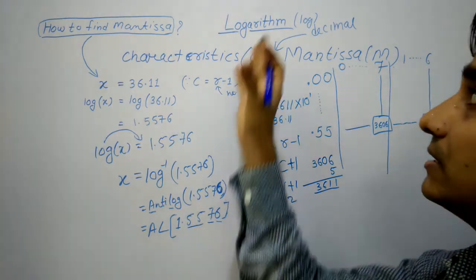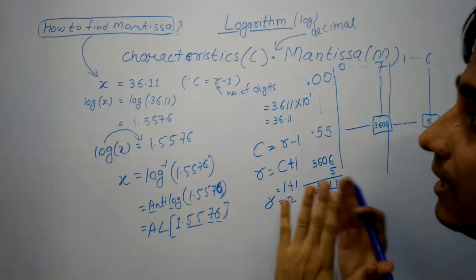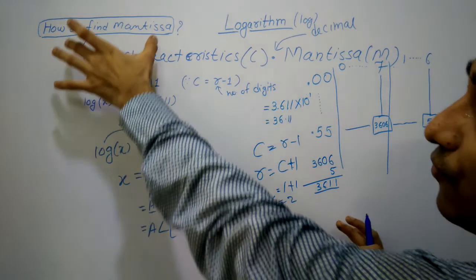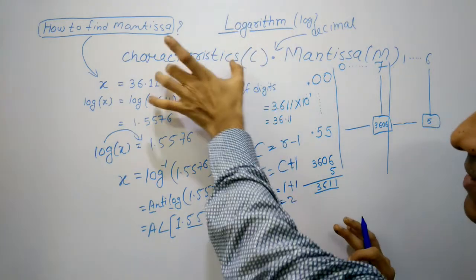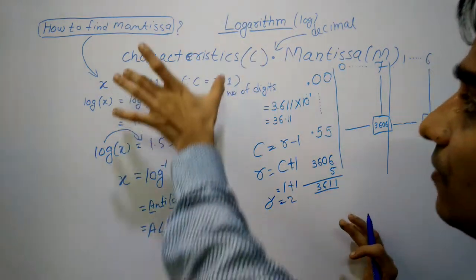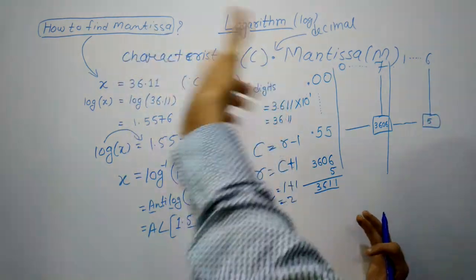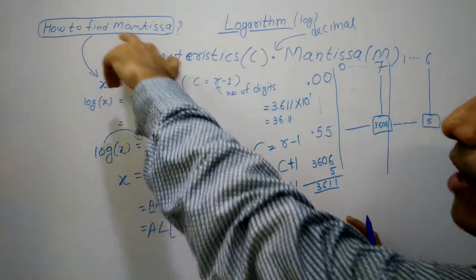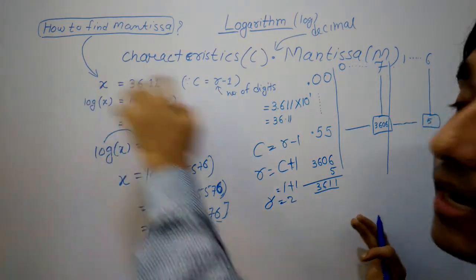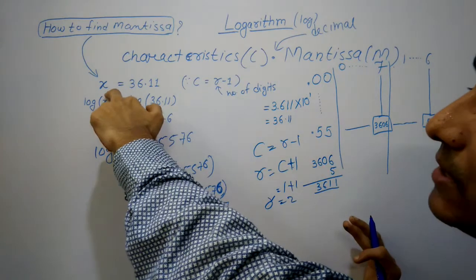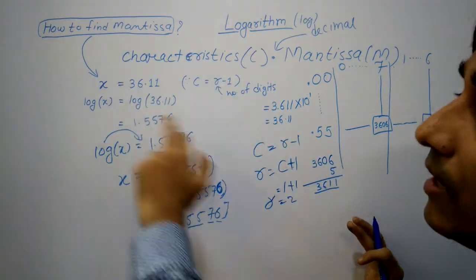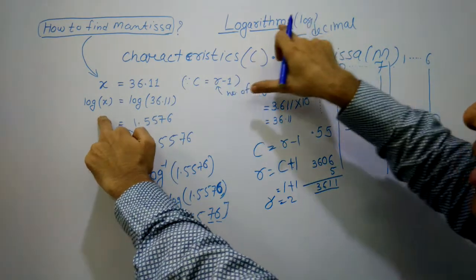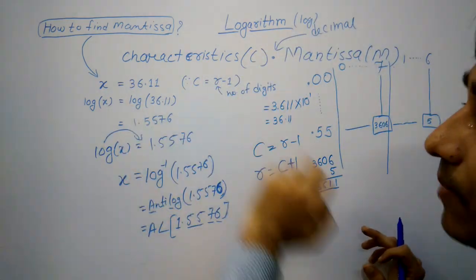I am repeating these things, so please try to understand. How to find the mantissa? I covered the characteristic in the previous video, so check the previous video for how to find the characteristic. The mantissa part I am doing in this video. So how to find the mantissa? Take any number. For example, x is equal to 36.11, and you apply log here. Why log? Because the short form of logarithm is log. So you multiply by log here.